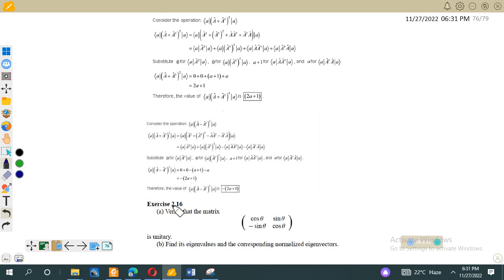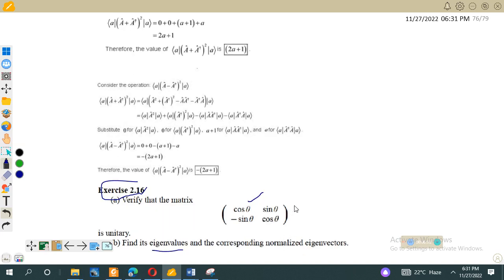In this lecture, we will talk about the solution for problem 2.16, which states: verify that the matrix cos theta, sin theta, minus sin theta, and cos theta is unitary. First, we will need to verify whether this matrix is unitary or not. Then, in part B, we have to find its eigenvalues and the corresponding normalized eigenvectors for this matrix.